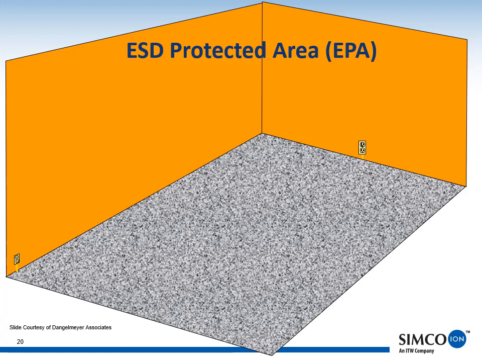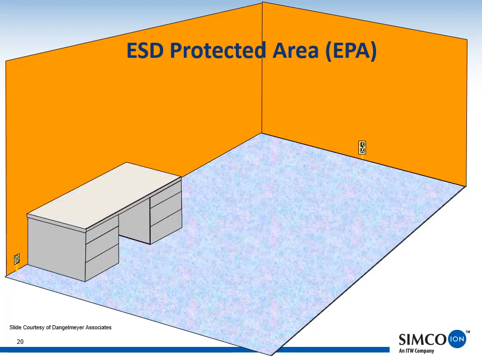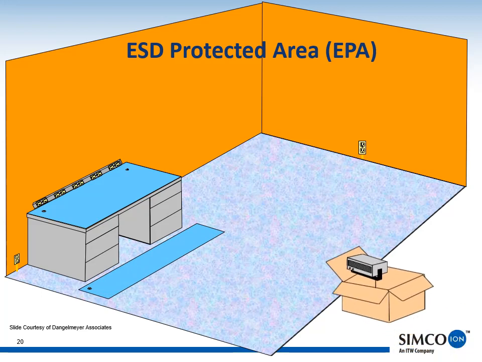Here is a room that we're going to turn into an ESD protected area. We will go through the necessary items to make this basic room into an EPA. We'll start with a conductive or dissipative floor and place a workbench, and cover that workbench with a table mat. We will then supply power to the workbench. We may have a floor mat either in addition to the floor or instead of the floor. We also may have ionization.